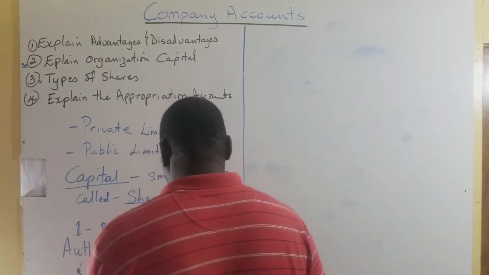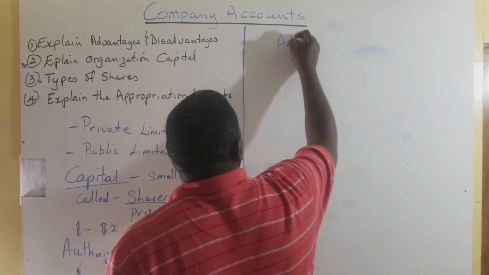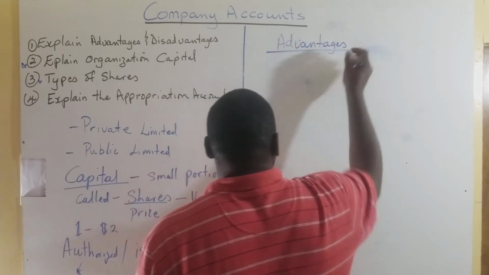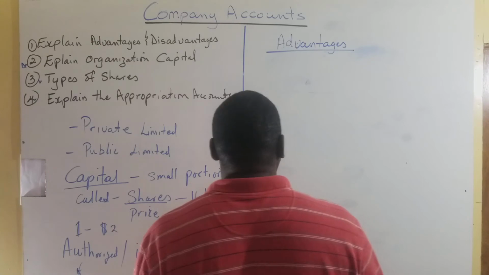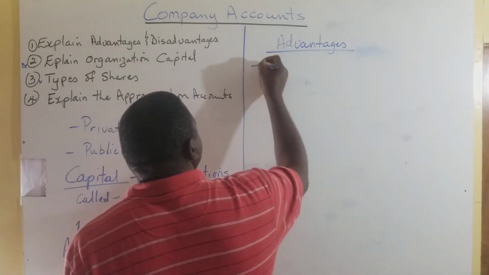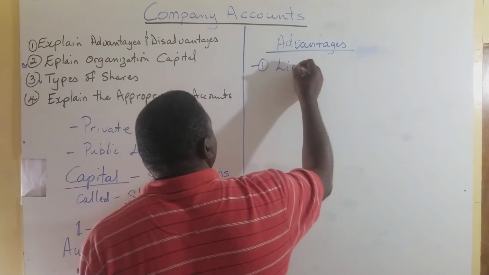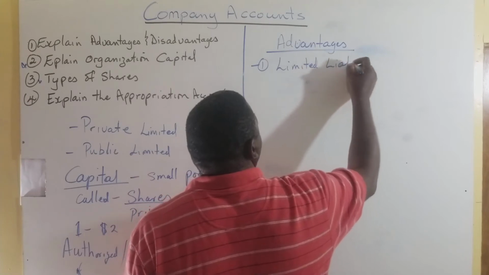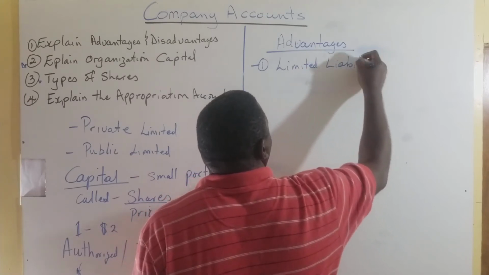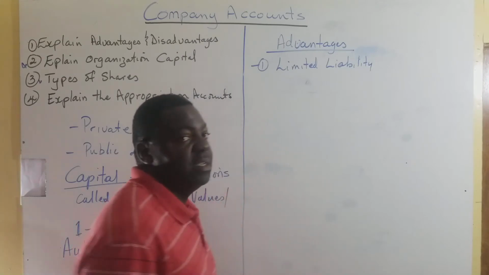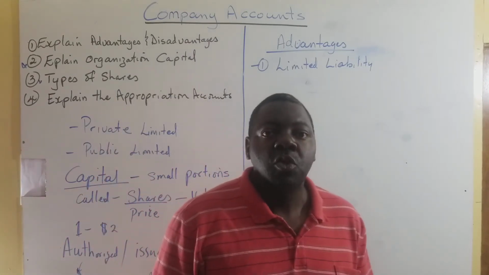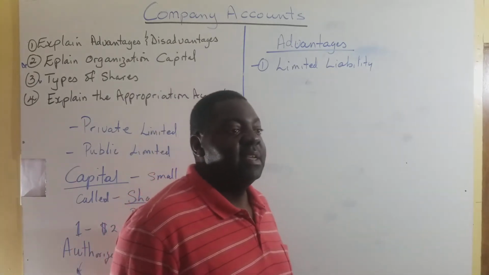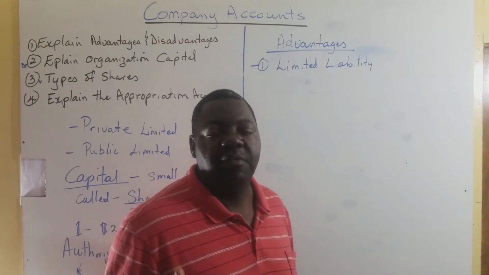One of which is that, let's look at the advantages, yes? The first advantage is that these companies are limited liability companies. That's an advantage. Why is it an advantage? Because the concept of limited liability, the word limited, means there's a boundary to which you can go to collect from the shareholder.